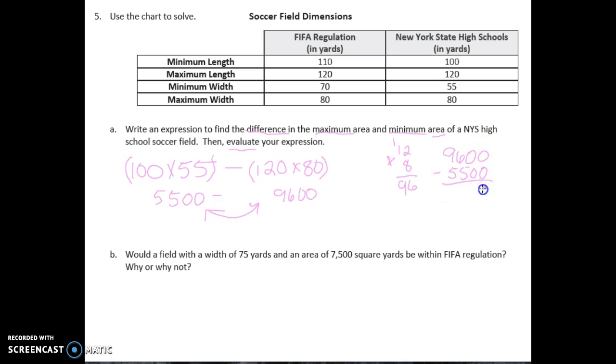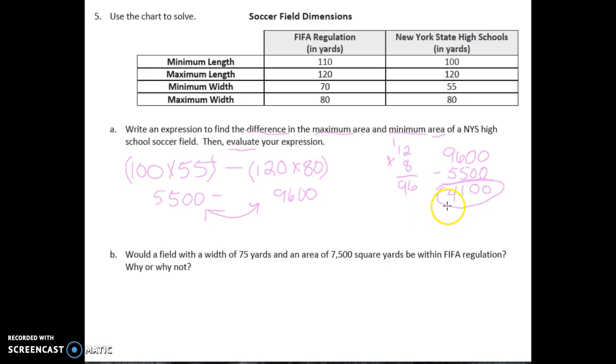So 0 take away 0, still nothing. 0 take away 0, still nothing. 6 take away 5, you have 1 left over. And then we can go the other direction and think about it this way too. When you subtract, 5 plus what gets us 9? I know 5 plus 4 gets us 9. So that's one way to look at it too.